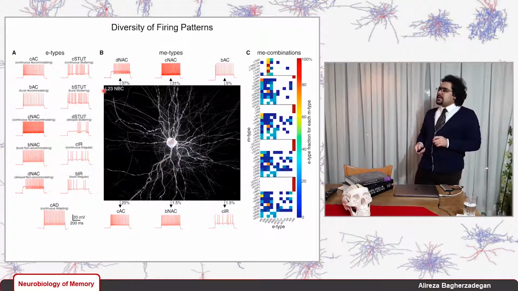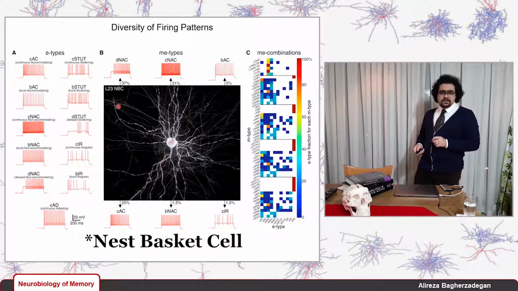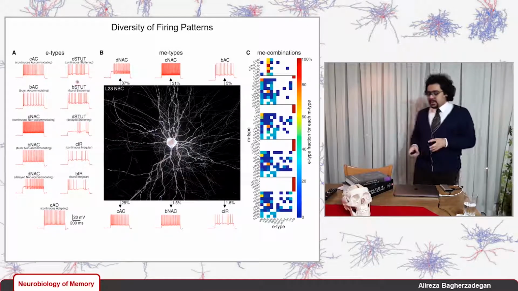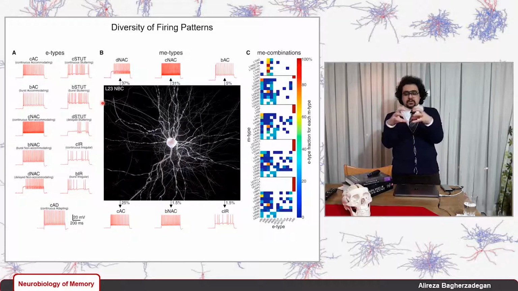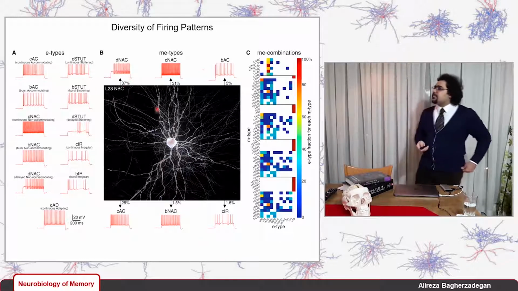This is a layer 2 or 3 nested basket cell. And basket cells are a type of inhibitory cell. They're interneurons. The reason they're called basket cells is because their axons form a basket around the postsynaptic target, around the cell body of the postsynaptic target.